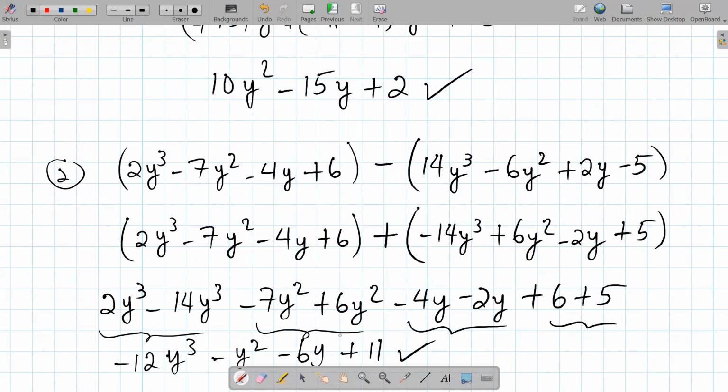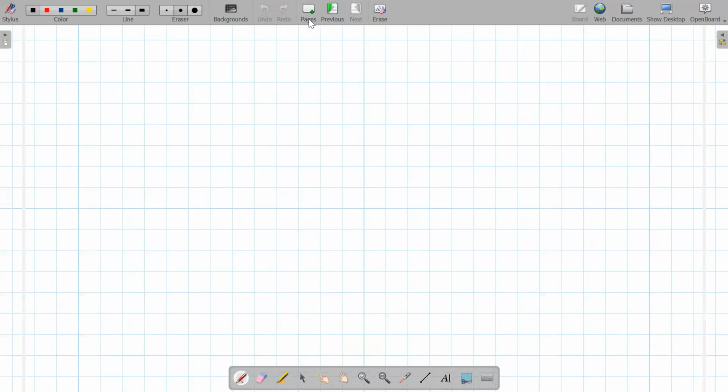So that is how we add or subtract two or more polynomials. Let's quickly look at how to multiply. Let's look at polynomial multiplication.